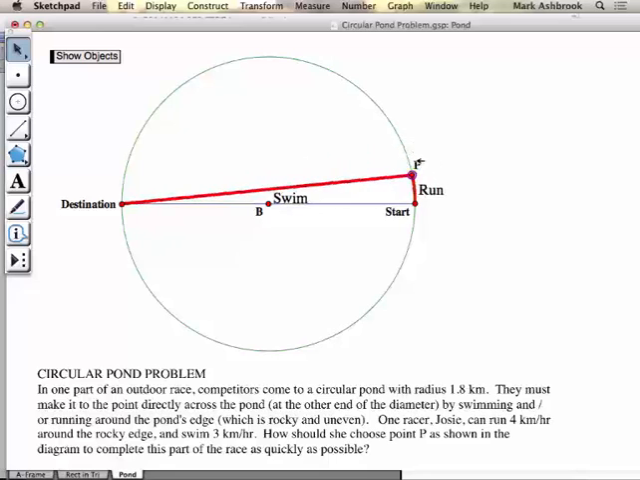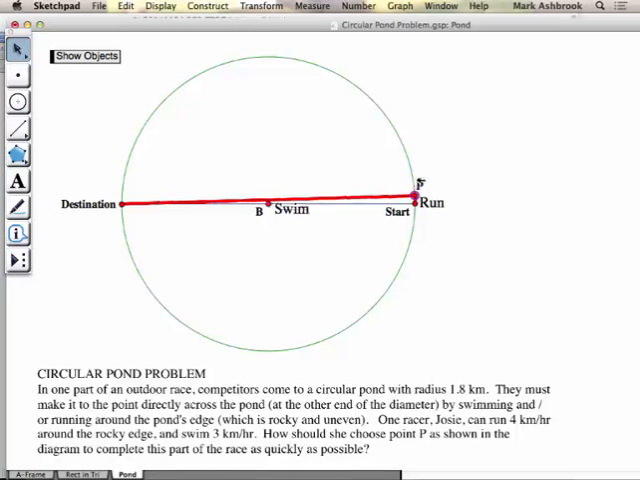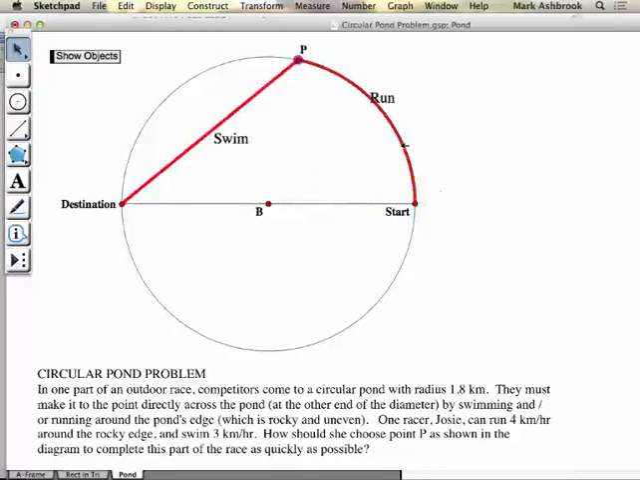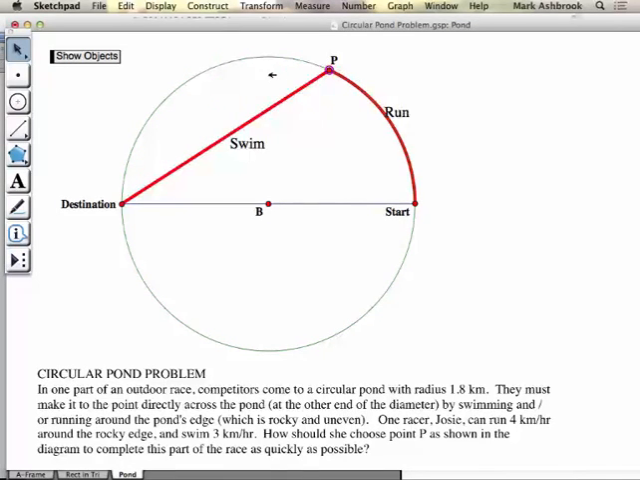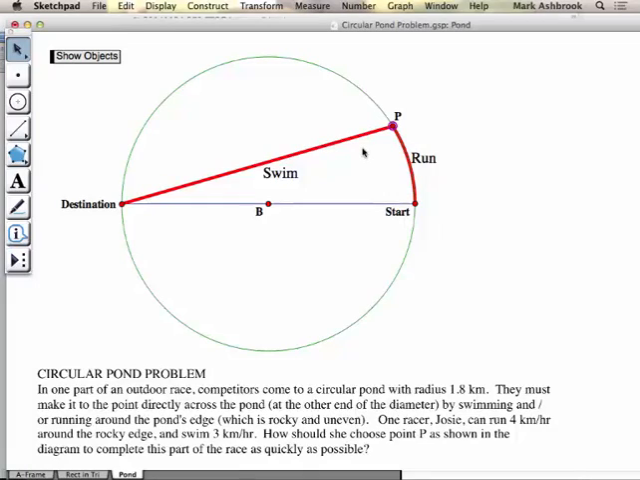She can run a little bit and swim most of the way. She could swim the whole way. She could run the whole way. Or she could run most of the way and swim like that. So where should she stop running on the arc length and start swimming to best complete this part of the race as quickly as possible?